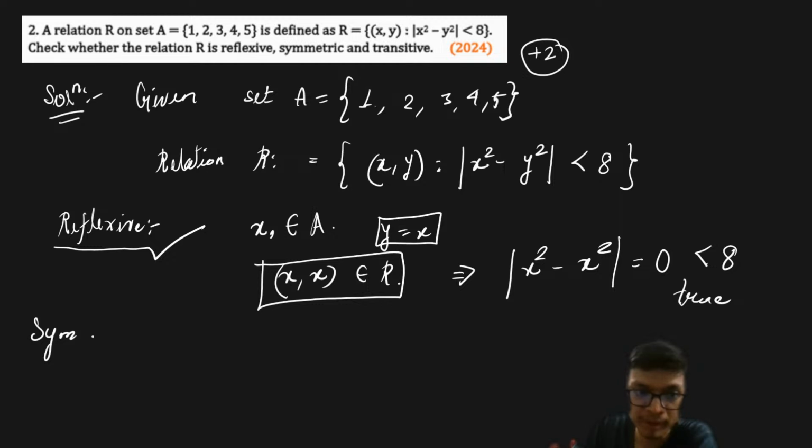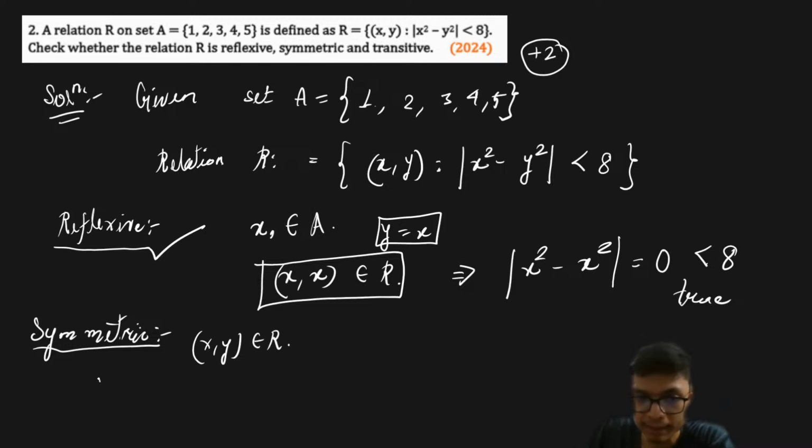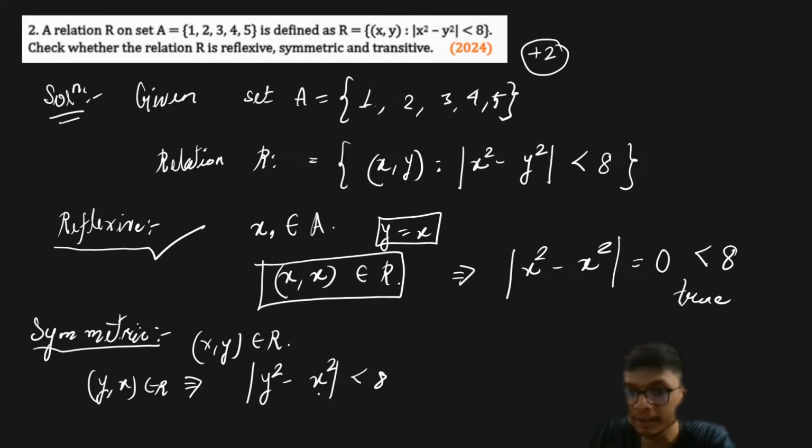Now we have to talk about a symmetric relation, right? So is it symmetric or not? Let us try to understand. If (x, y) belongs to the relation R, then does (y, x) also belong to the relation R? Let us check. If I put y in place of x, and x in place of y, is this satisfying the relation? Yes, indeed it's satisfying the relation, because we have the magnitude of it, right?